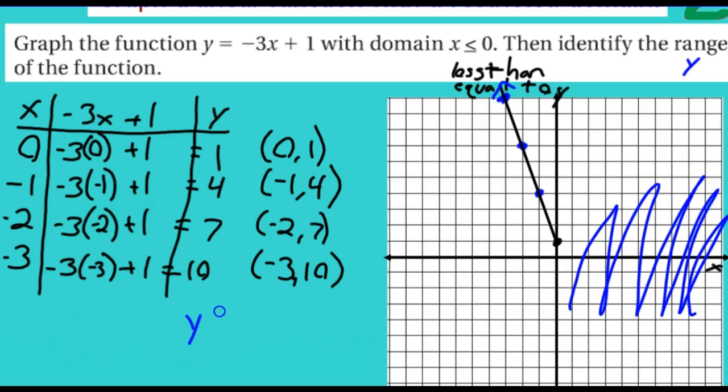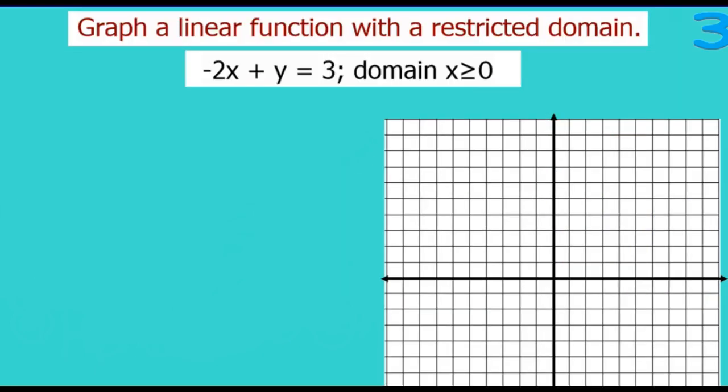So our y's are going to be greater than or equal to 1. So our range is y is greater than or equal to 1. You can't go below 1 because that's where our 0 is, but it can go above forever. Okay, our next one.